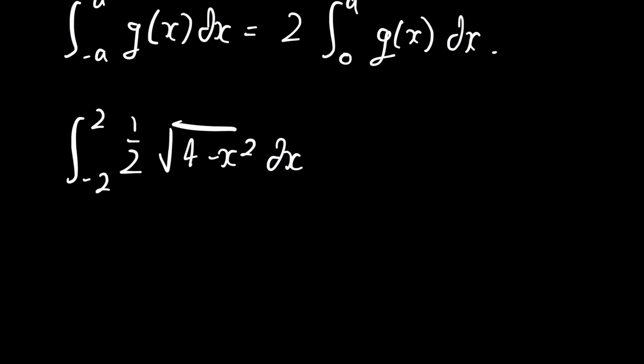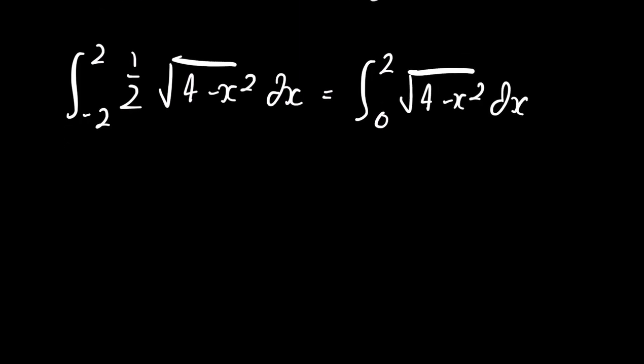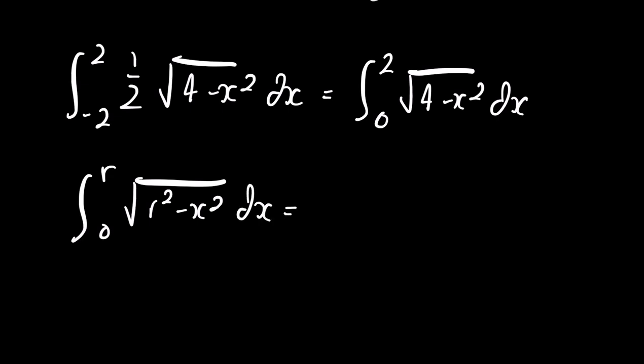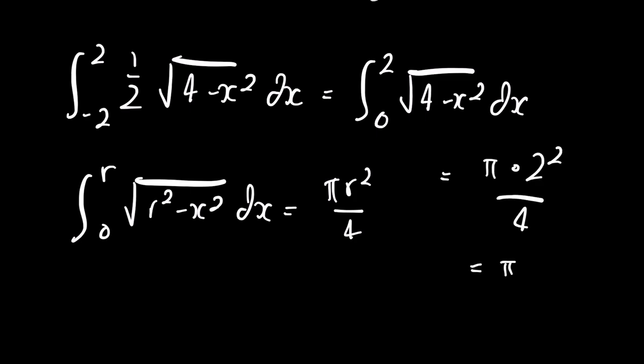However, this is a circle, and a circle is an even function, so we can multiply everything by 2, change the limits, and we're left with the integral of root 4 minus x squared. Now, when you have a partial circle, from 0 to r, of r squared minus x squared all rooted, the integral of that is pi r squared over 4. In this case, r is 2, so our answer is pi.